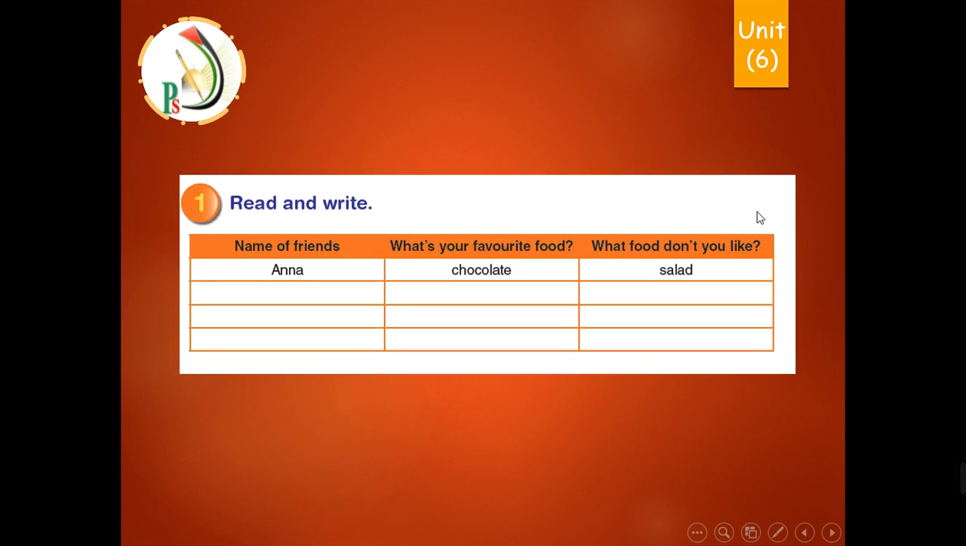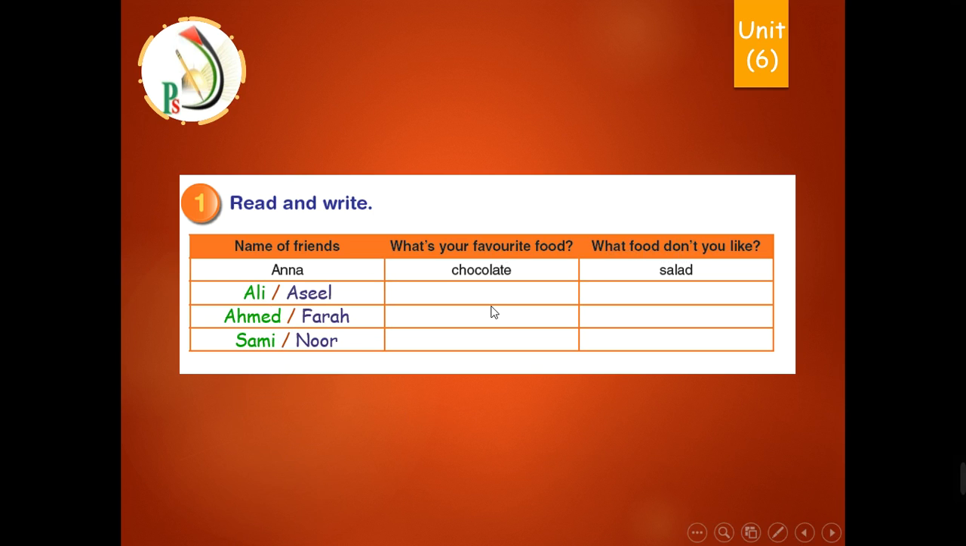Let's start. This is the first activity. Read and write. You can consider it as a game. You can do it if you are at class. In the class, you take your book and go around the class, ask three friends about what's their favorite food and what food they don't like, and write their name here. I wrote some examples. You can write them or you can write your friend's name.